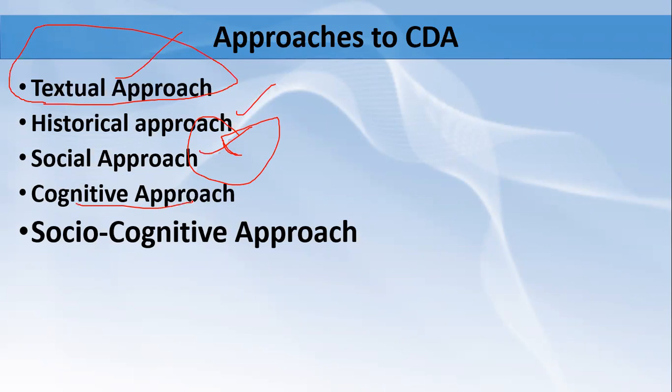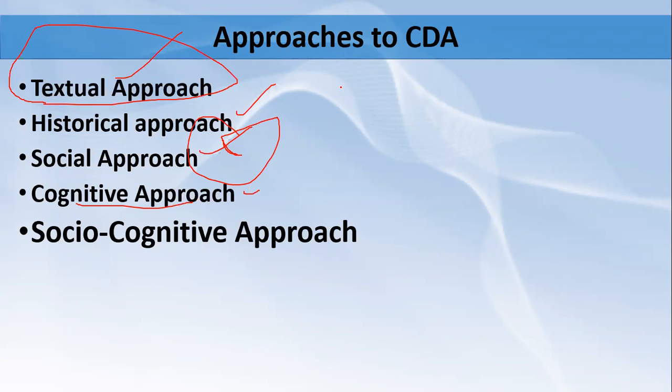Then we have the cognitive approach, which looks at the cognitive structures, the cognitive processes, the mental processes. When discourse production or discourse consumption is taking place, what is going on in the mind, in the cognition of individuals, of the language users, discourse producers or discourse consumers. This is what we call cognitive approach.